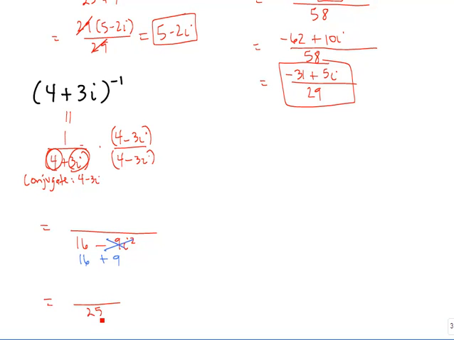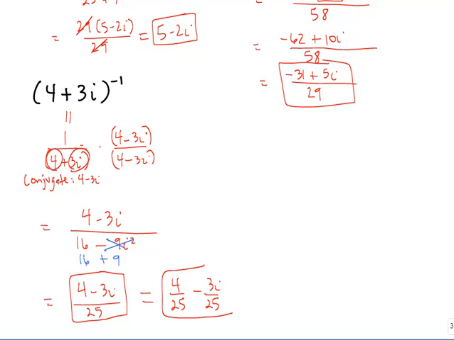Let's see what the numerator is going to be. We just have on top 1 times 4 minus 3i. So that's going to stay 4 minus 3i. So here's your answer, 4 minus 3i all over 25. Just to mention, this is also the same as 4 over 25 minus 3i over 25. So you could separate this into two separate fractions if you wanted to as well. So just know that those are the same.